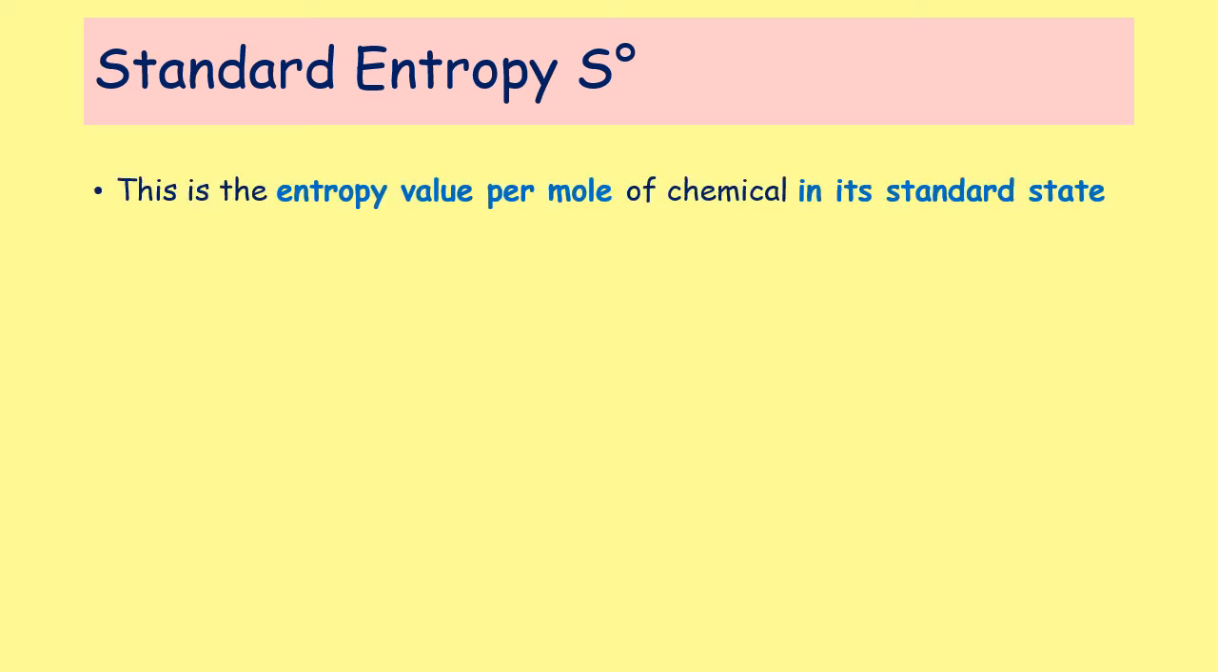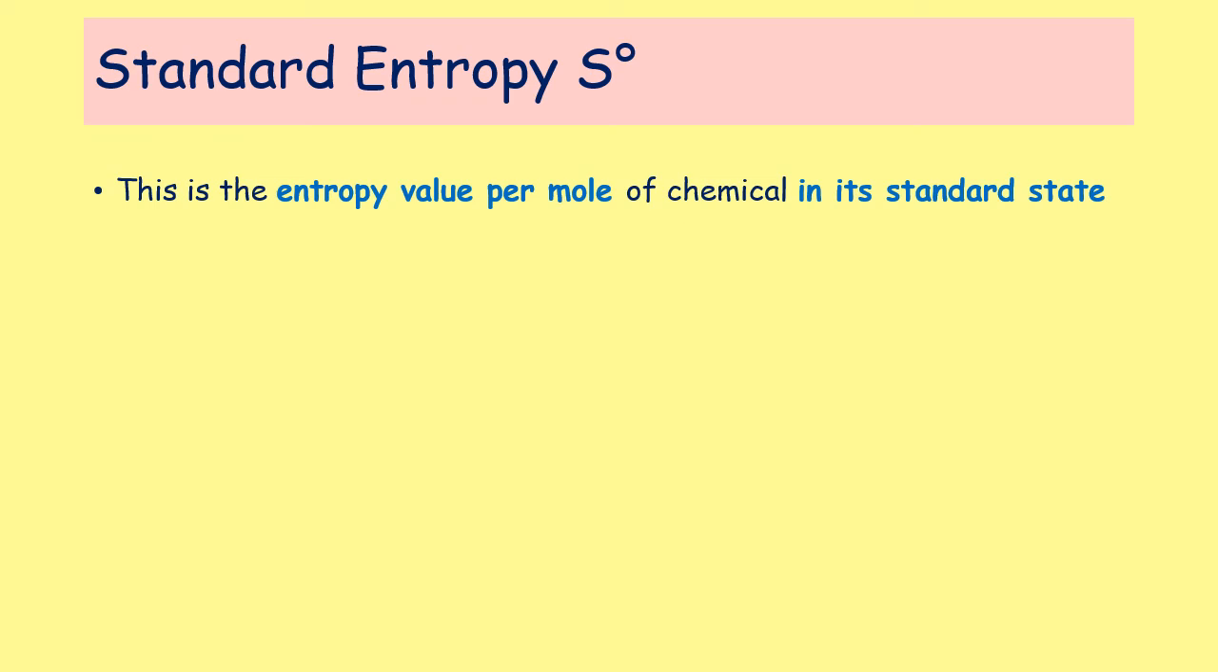So standard entropy, meaning standard conditions, is a term used to describe the entropy of a chemical at 298 degrees Kelvin and at 1 atmosphere of pressure. And whenever we are talking about standard entropy, we're wanting to look at page 17 of the Advanced Higher Data booklet, which gives a list of at least 20 elements and compounds and their standard entropy values. What's meant by the standard entropy is the entropy value per mole of chemical in its standard state.